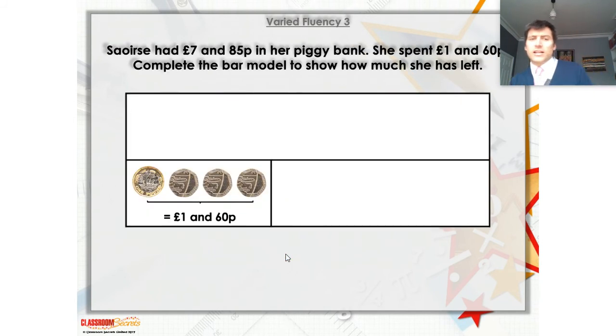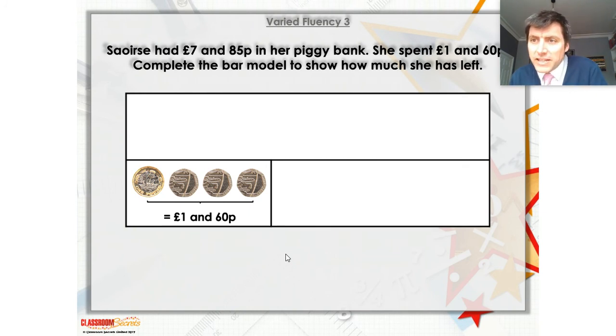Right, guys. A little one of these. This is like our bar models. This one isn't about multiplication and division, but it does show us how we can work something out. Now, Saoirse has £7.85, but she spent £1.60 of it. Okay, so in the top bar, what value would you put? Yeah, Tyrese is saying, isn't he? £7.85, because that's the whole. The whole is £7.85. Then she takes away a bit of it because she spends it.